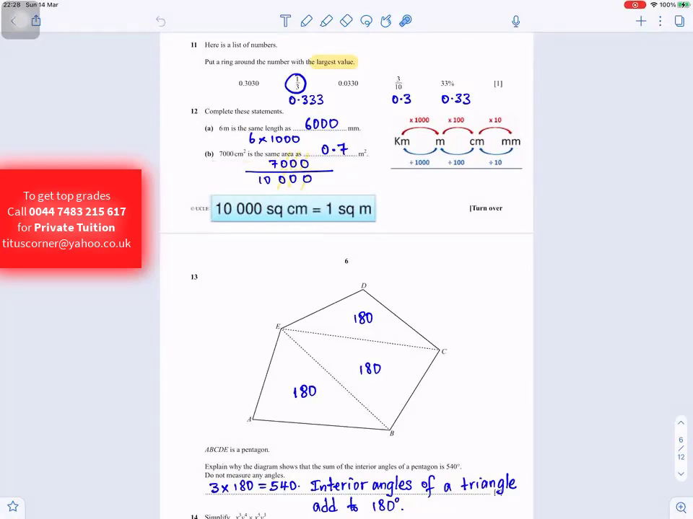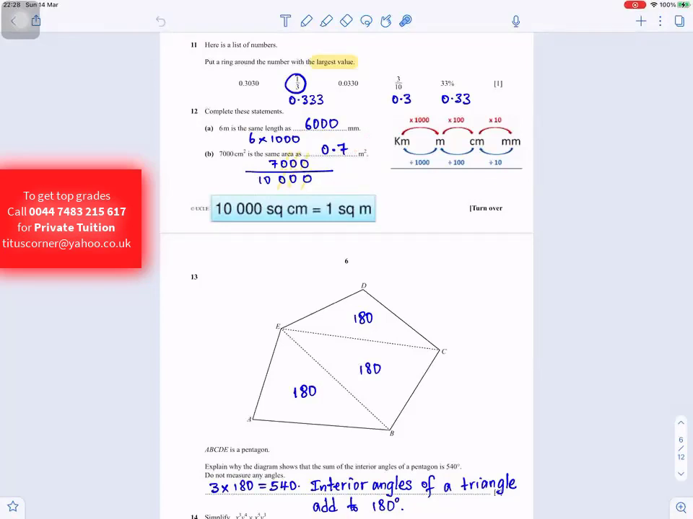7,000 centimeters squared is the same area as... So we want to change centimeters squared to meters squared. You can use this conversion below: 10,000 square centimeters is 1 square meter. So you would divide 7,000 by 10,000. The 3 zeros will cancel, and you're left with 7 divided by 10, which is 0.7.